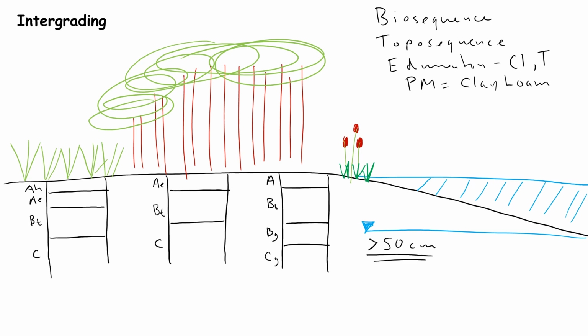So what we can look at is the order, the great group, and the subgroup for these soils. And what we find is that these are all luvisols, because the BT horizon is the diagnostic horizon in all of them. So this AH is not deep enough to be Chernozemic, so it's not a Chernozem, and this BG is below 50 centimeters, so it's not a gleysol. So all of these are luvisols.